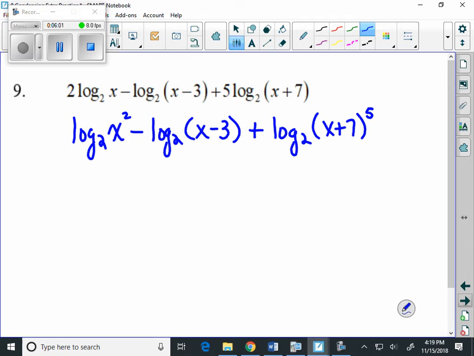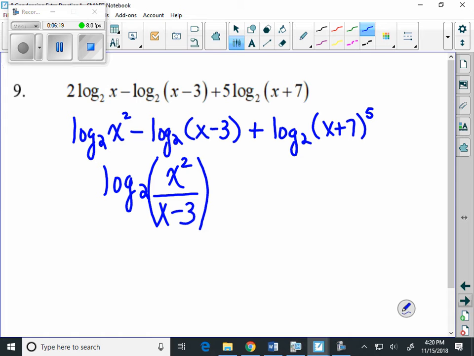And now we can work with our other properties. Going to deal with the first two terms. It's log base 2 of x squared minus log base 2 of x minus 3. So we're going to condense it down. It's log base 2 of x squared divided by x minus 3. The minus sign in there tells us to use the quotient property of logarithms. And we still have over here the log base 2 of x plus 7 to the fifth.